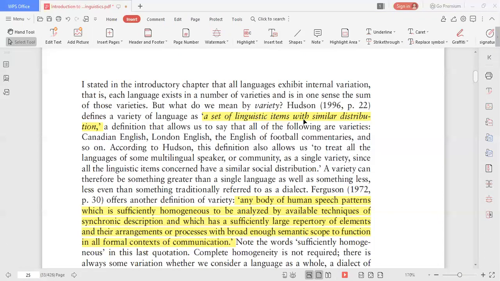Okay, so: large repertory of elements and their arrangements and/or processes with broad enough semantic scope to function in all formal contexts of communication. So I have got the elements, and I also have their arrangements and the processes in my hand, with broad enough semantic scope. Semantic means in terms of meaning, so I am in a position to analyze the function, in all formal contexts of communication.